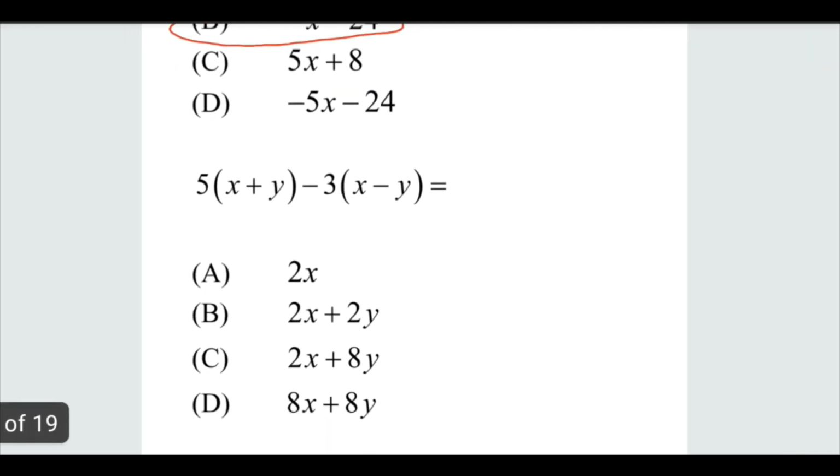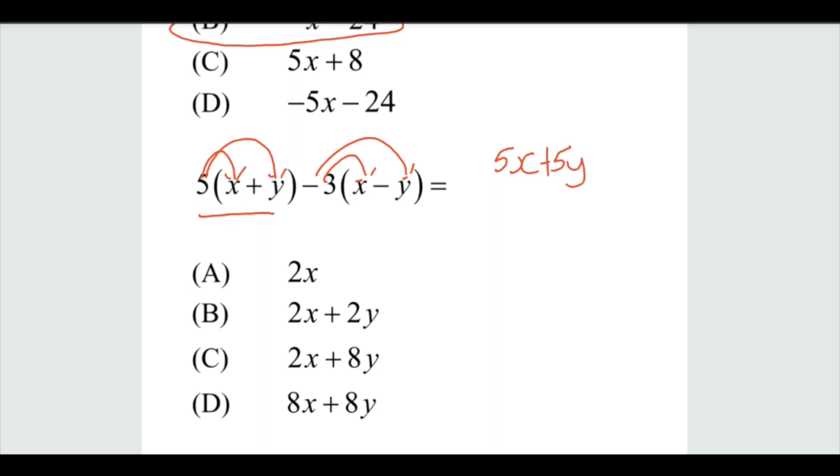Alright, so let's answer this one on the bottom here. You have 5 open bracket x plus y subtract 3 open bracket x minus y, and let's distribute the 5 and distribute the negative 3, and then you group up the like terms. 5 times x will give you 5x, plus 5 times y will give you 5y, negative 3 times x will give you negative 3x, negative 3 times negative y will give you positive 3y, right?